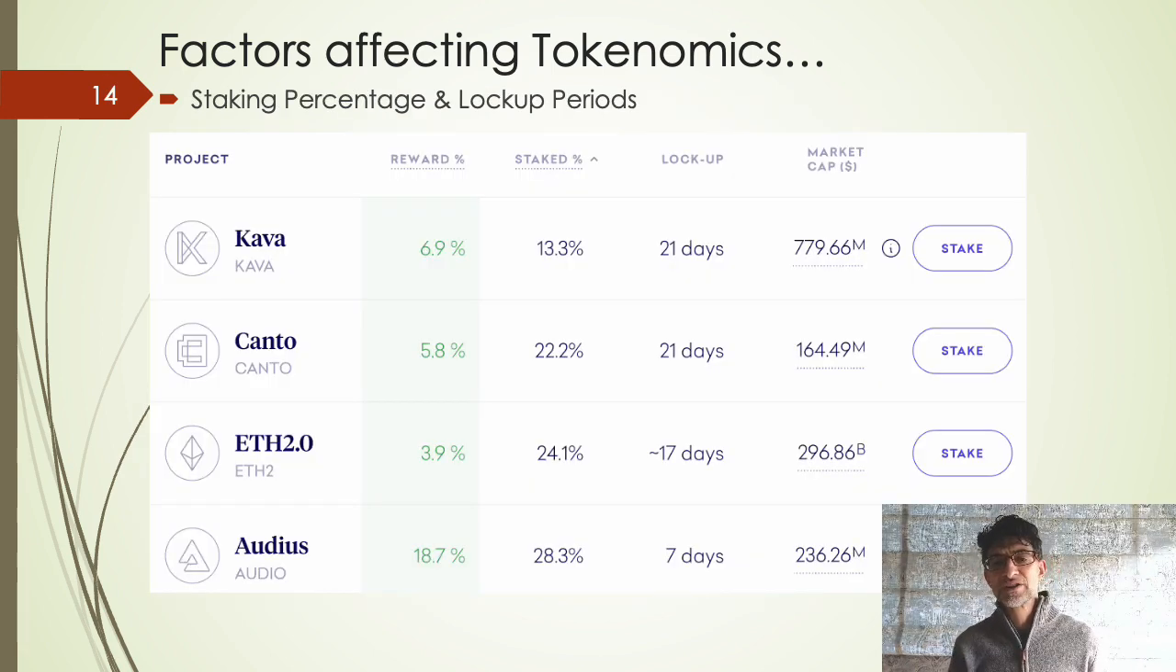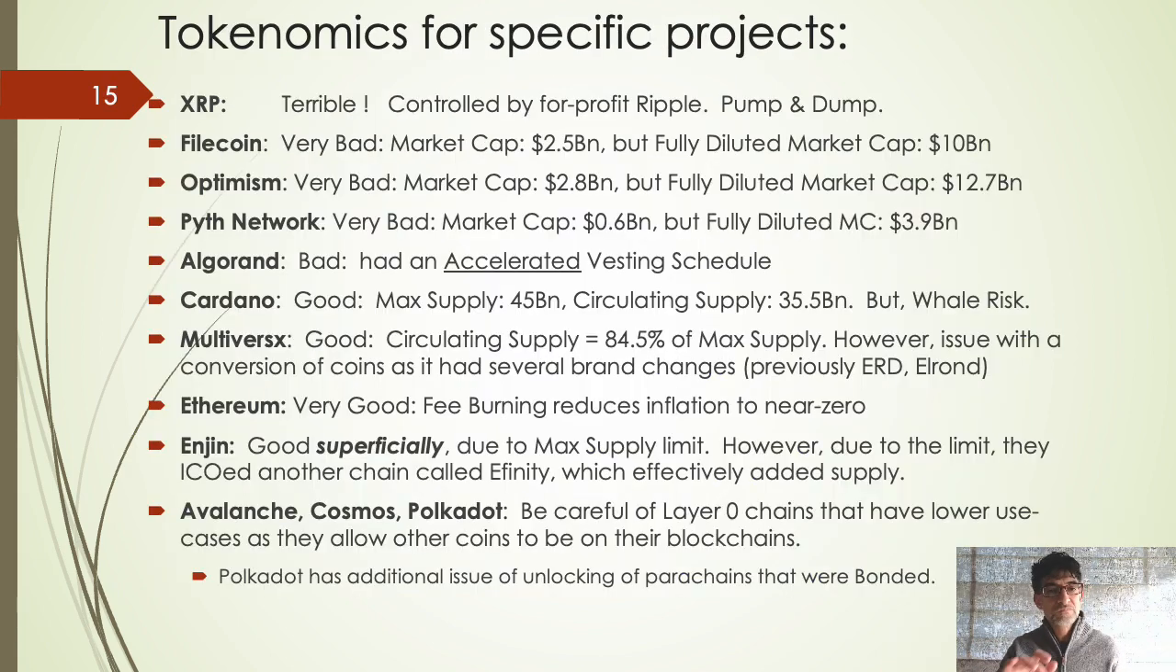Factors affecting tokenomics also include staking. If there's a lot of staking, and for a long period of time, that's good, right? Because you're locking up your coin. And this is an example of projects that do not have high staking. For example, Kava's staking is 13.3%. That's really low. We want staking of 60% and higher, and you want a lockup that's at least 2 weeks or higher.